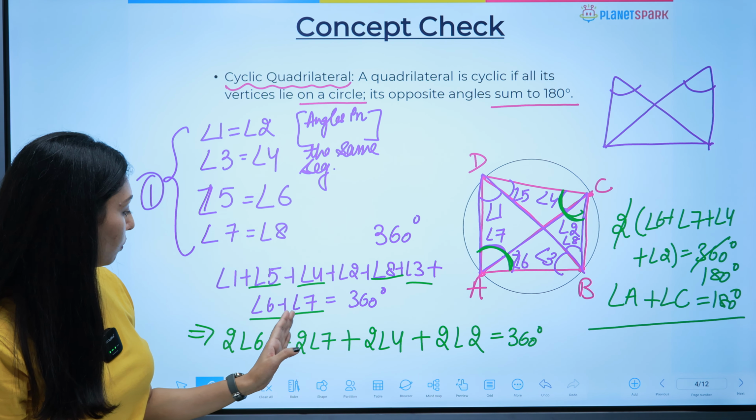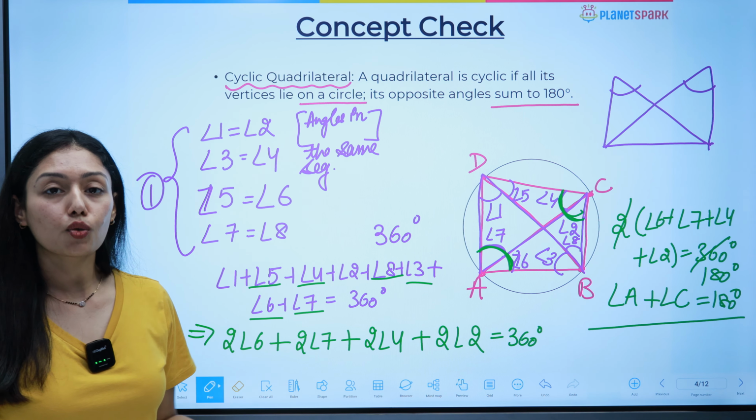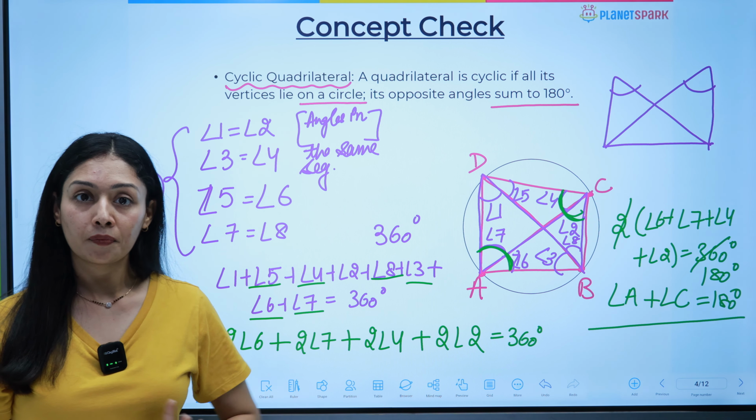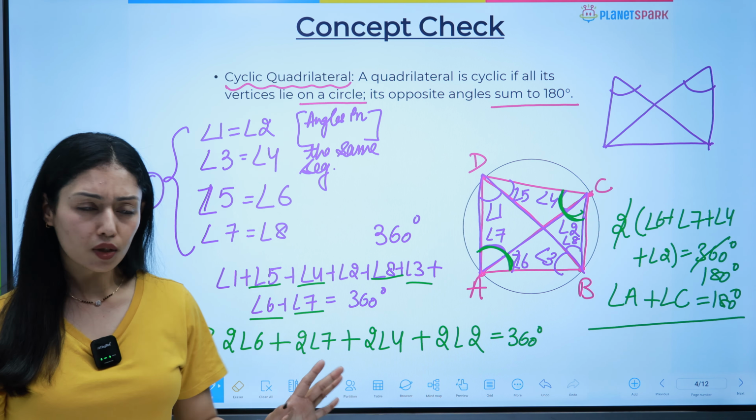Right? Similarly, in place of 7, you can use angle 8 there. And 4 and 2, just use the other substitution there and you can get angle B plus angle D also 180, right? So that is the proof there. Okay, everybody, let's move ahead then.